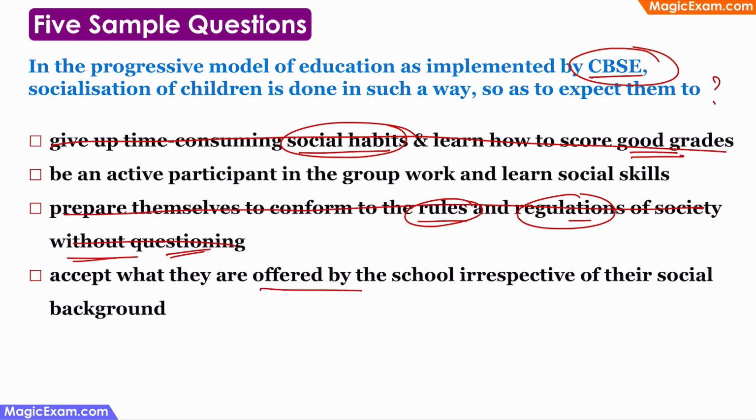Accept what they are offered by the school irrespective of their social background. That is, if you are offering the same kind of teaching, learning and socialization experience irrespective of their social background, this is not contextual education, and this is not something that CBSE is suggesting. Therefore, this is also incorrect. Now the second option, which says that be an active participant in group work and learn social skills. This is absolutely correct, because if you look at the concepts of progressive education, there is a lot of importance given to group work and social skills and socialization. Therefore, option 2 is the correct answer here.